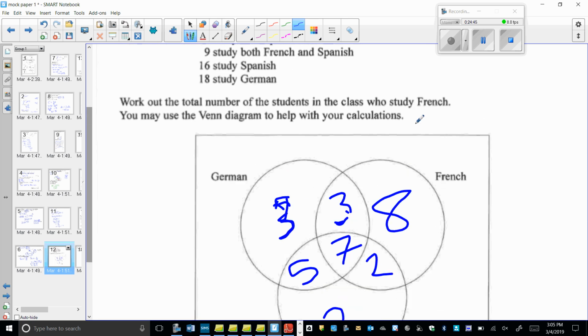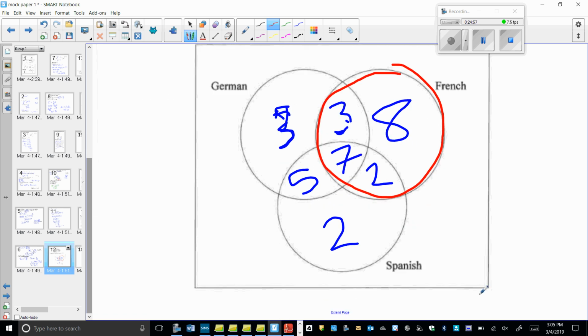Which means, what do they want to know? They want to know who studied French. So French is this whole circle. So it's 10, 17, 20 people study French.